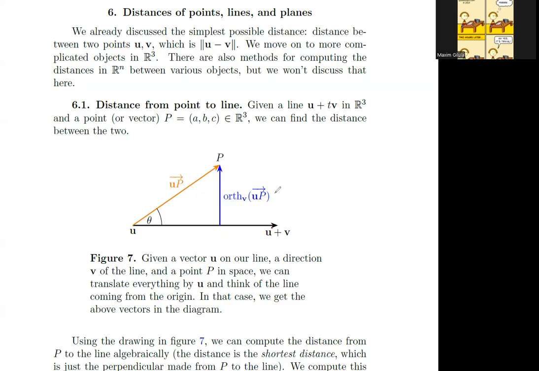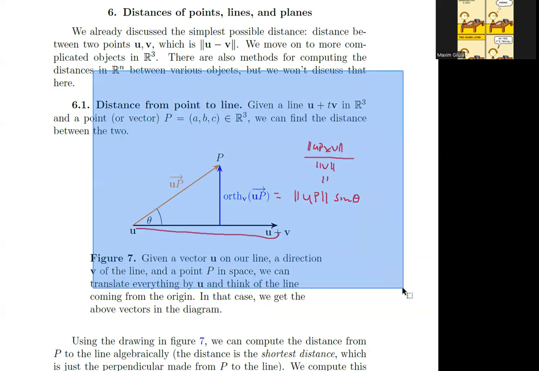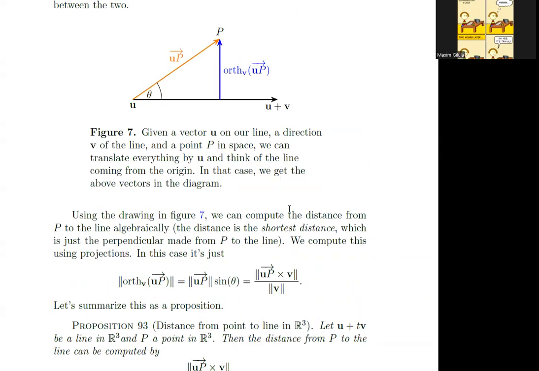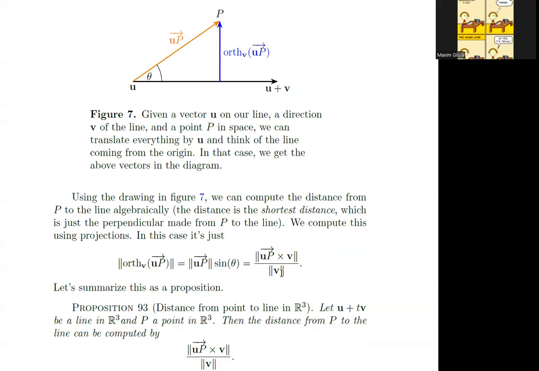And I also know that this is equal to UP sine theta. And I had an identity for cross product involving this. So this is equal to UP cross V over magnitude V. Because that's the angle here. If this vector is V and this vector is UP, then that's how I got sine theta between the two vectors. So that's all. The formula is very simple and it's relatively simple to derive. It's just UP cross V over magnitude V is the distance.